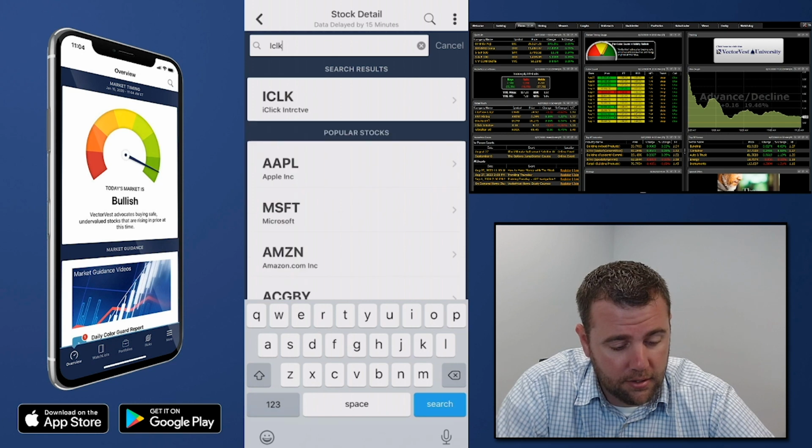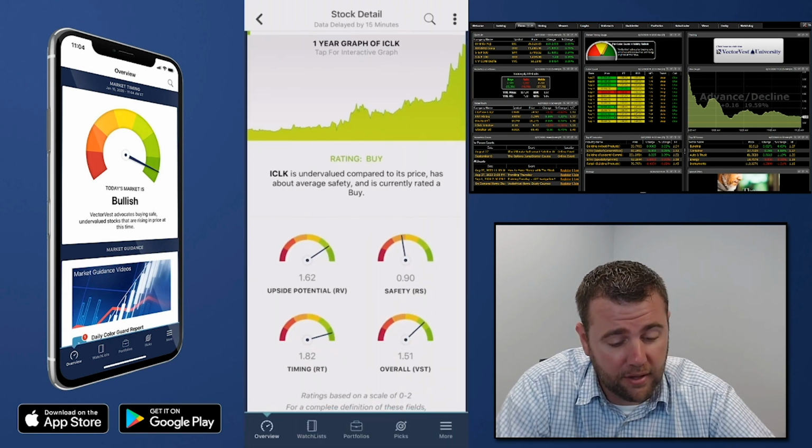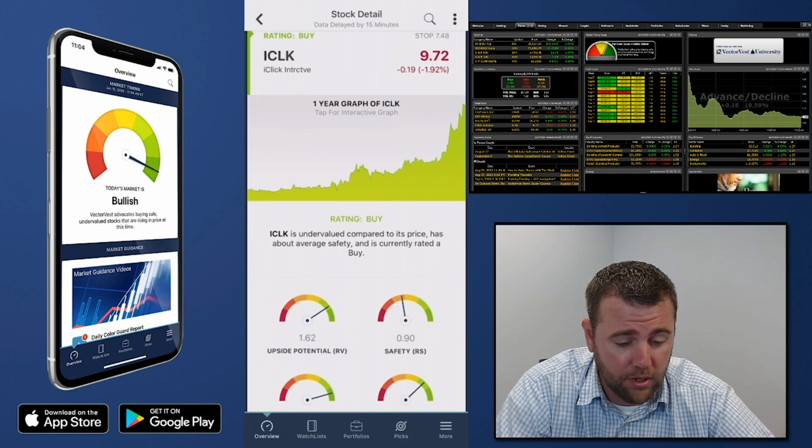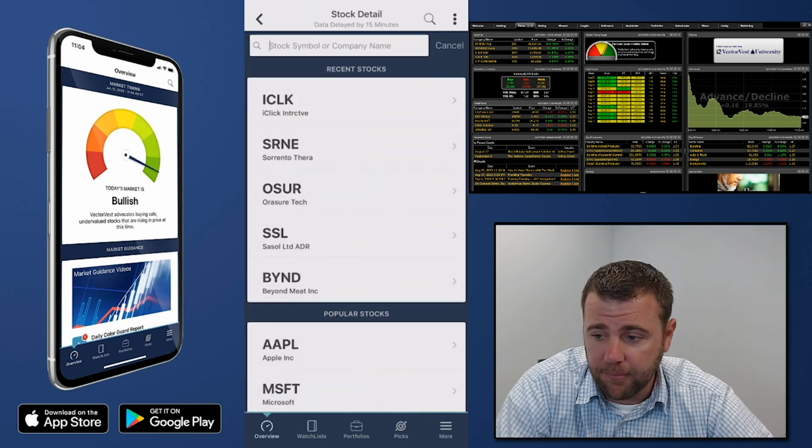ICLK. ICLK, great long-term potential. Does have a lot of risk associated with it, though. Really strong short-term uptrend. Therefore, the stock is favorable.